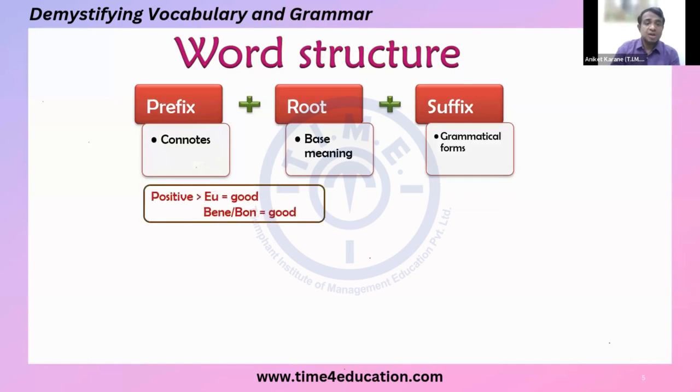So if I say I have a positive connotation of a word, then I have EU and bene and bon, which both mean good. When you have heard of the word euphoria, euphoria means happiness. So EU is the root there, which is giving you that good feeling. Bene and bon, benediction. Bene is good, dict is the base meaning, that is to speak. So benediction is to speak good about someone.